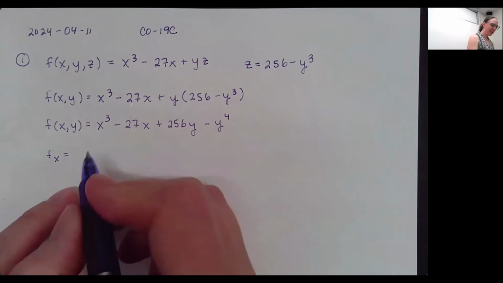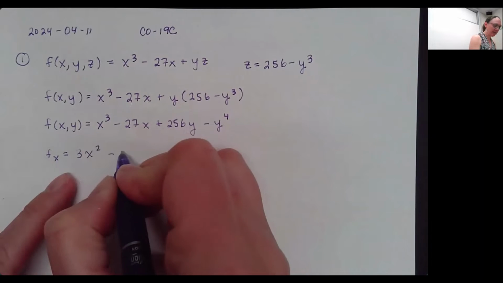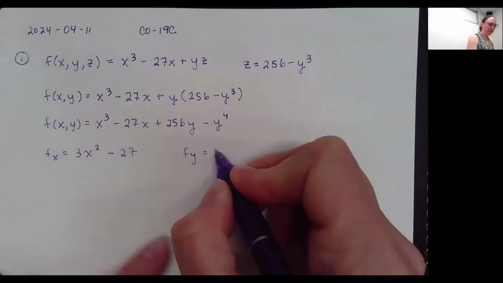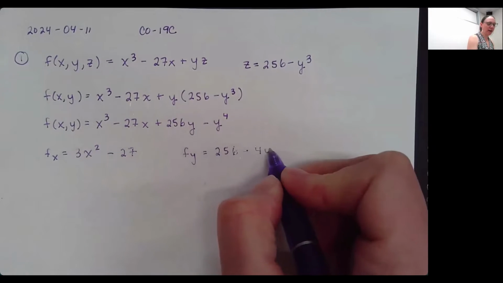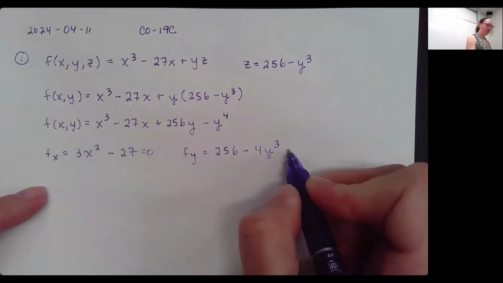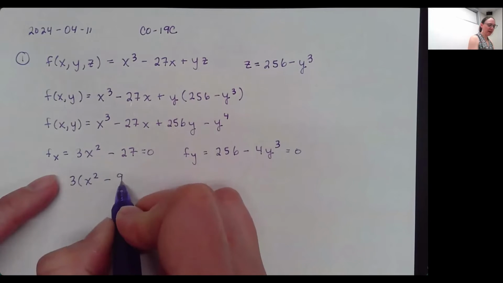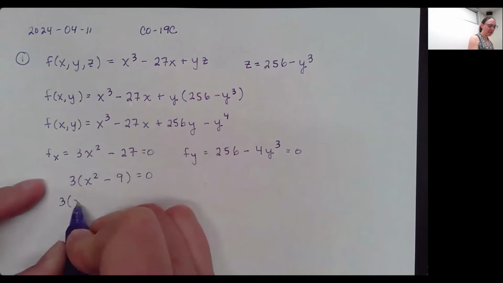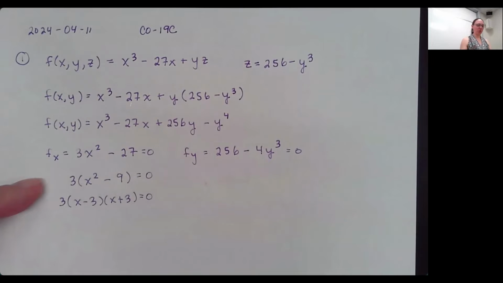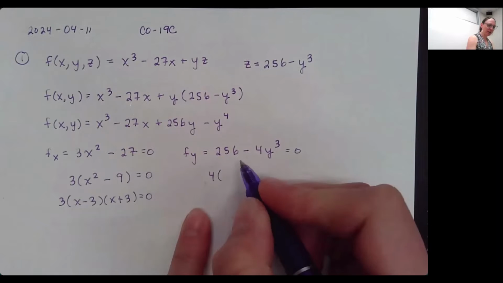Between x and y here. So when I take that partial with respect to x, I just get 3x squared minus 27. When I take the partial with respect to y, I just get 256 minus 4y cubed. Setting each of those equal to 0. Over here, I can factor out a 3, and then I'd have x squared minus 9, which I can factor as x minus 3 times x plus 3, or just go straight to saying I know my x's are plus or minus 3. Over here, I'd probably personally factor out a 4.